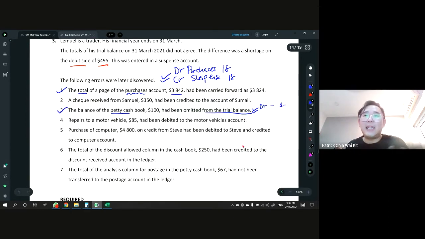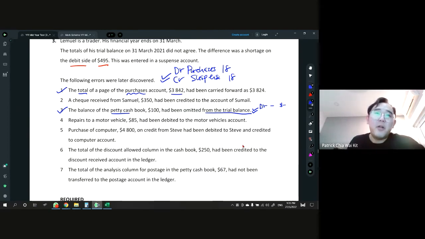If DR nothing means you don't put anything on the DR side of any account. Now, there's no account being affected on the left side. That's what it means, right? Because petty cash is just missing from the trial balance. There's nothing wrong with the original T account. You can't DR, you can't CR. You DR petty cash, your petty cash now becomes more. You CR petty cash, your petty cash becomes zero, no more.